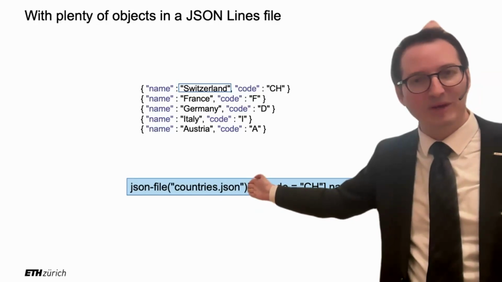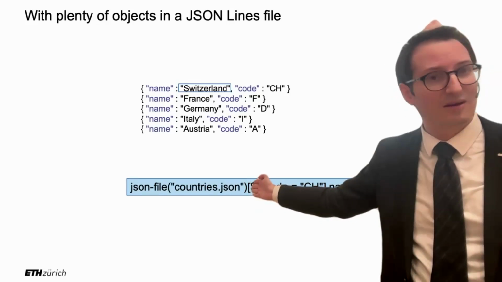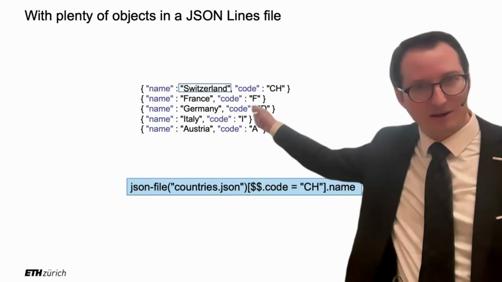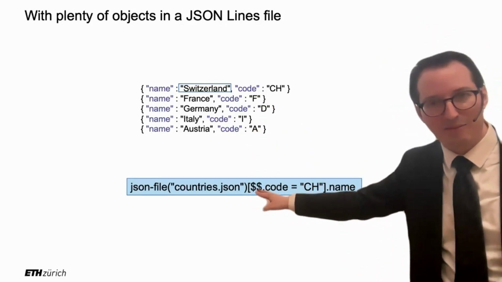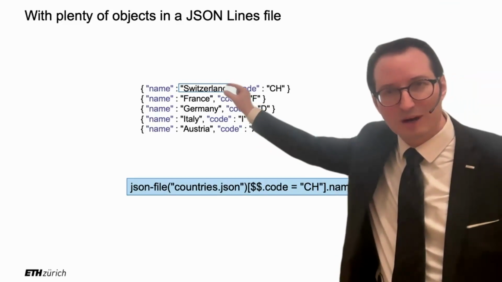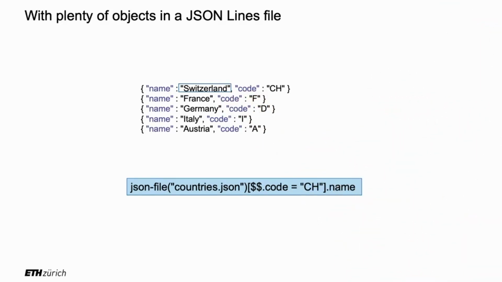If I stop here, how many items do I get? Yes, 5, exactly. These are the 5 items. And then if I do $, code equals CH, I'm filtering, I'm only keeping this one right here, and then .name gets me Switzerland. Who is with me? Right, very good.